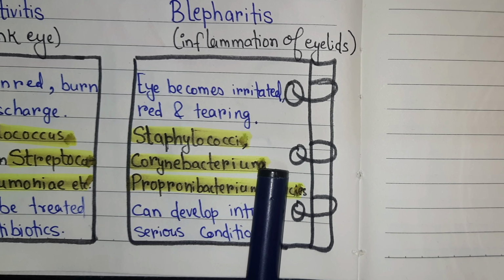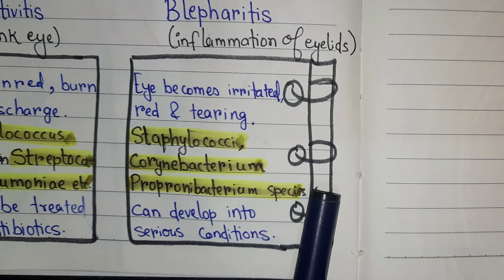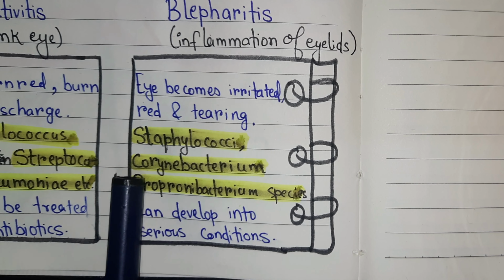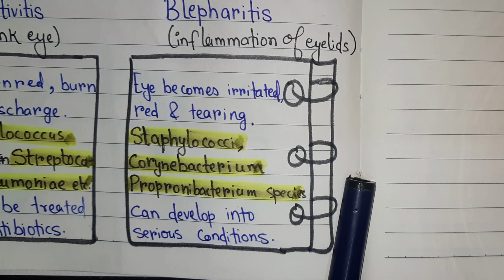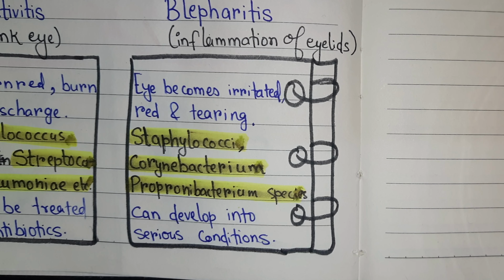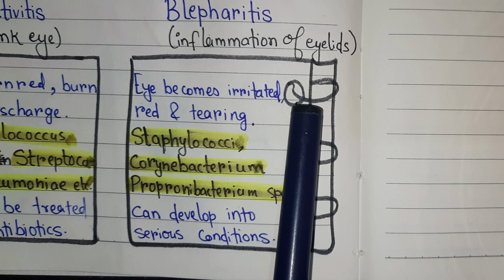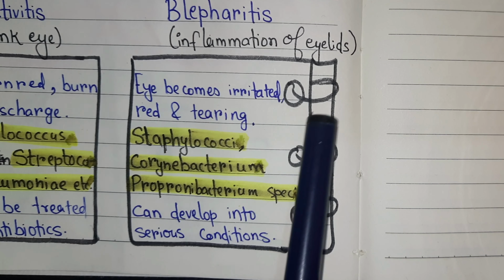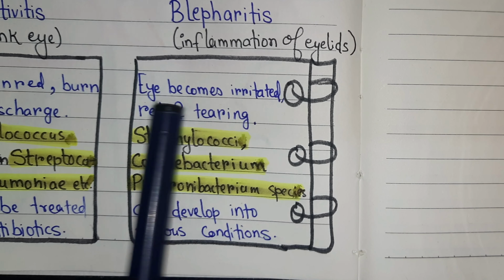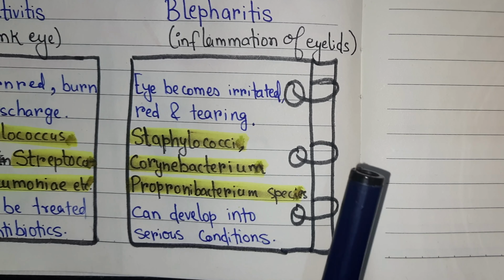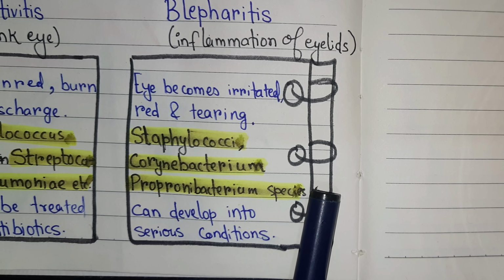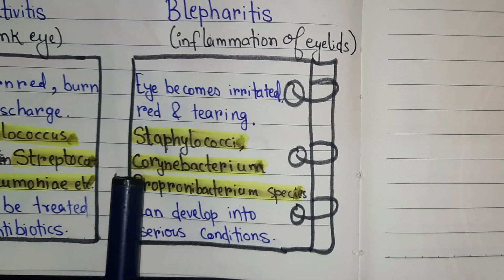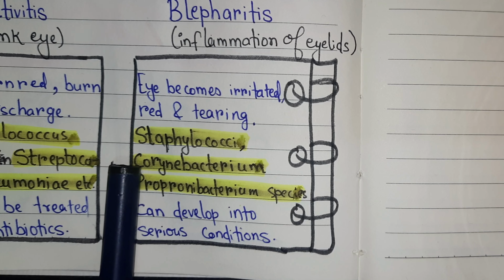It can occur in any age group of patient. It can be an adult, it can be a young child. If it's not treated on time, it can develop into serious conditions which will be very harmful. The bacteria that cause blepharitis are staphylococci and Corynebacterium and Propionibacterium species. When this happens, one must keep their eye clean, as this spreads easily from one person to another, and it is mostly observed from December through April.